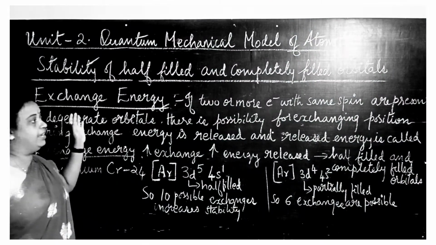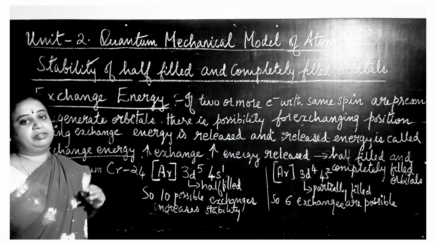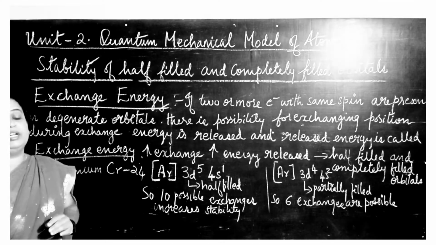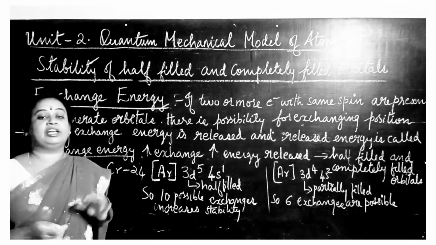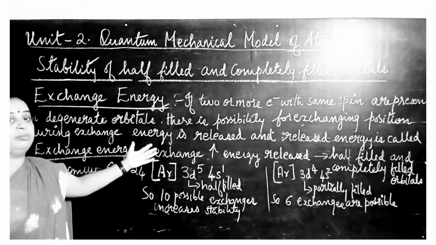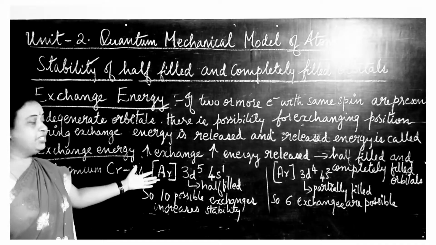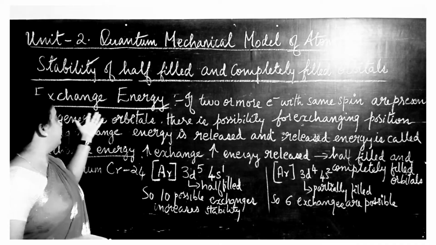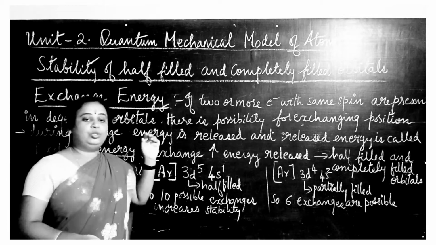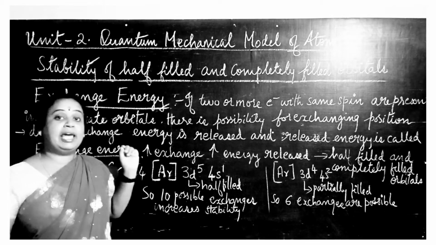Now let us see the exchange energy. The stability of half-filled and completely filled orbitals is due to symmetrical distribution and exchange energy. About symmetrical distribution, we have already studied it previously. Now we study the exchange energy. What do you mean by exchange energy? That means two or more electrons with the same spin.